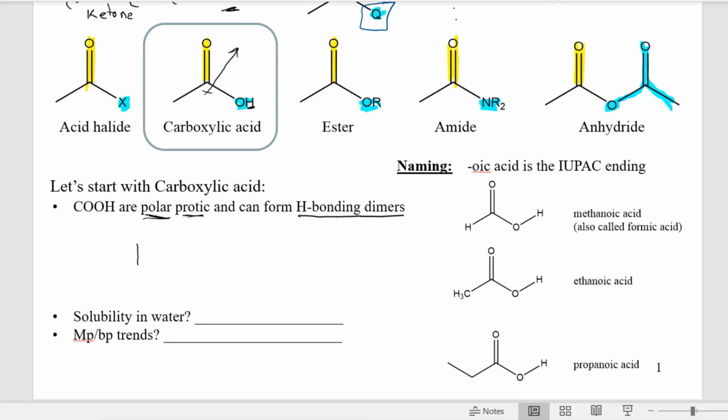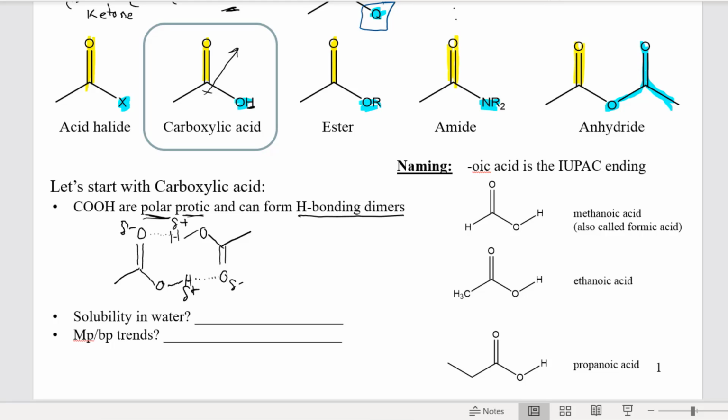So what happens here? Here's one carboxylic acid. And if I draw another carboxylic acid, but upside down, you can see that all of their electronics align, right? The partially negative oxygen is attracted to the acidic proton of the carboxylic acid, and vice versa. So these dimers have two hydrogen bonding points.